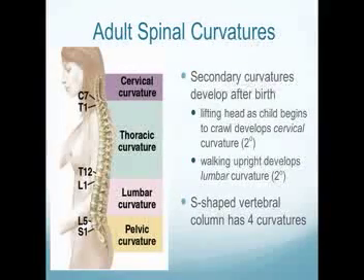As that individual ages, we finally form what we all know as the S-shaped vertebral column. In the S-shaped vertebral column, we have 4 distinct curvatures: the cervical curvature, the thoracic curvature, the lumbar curvature, and the pelvic curvature.